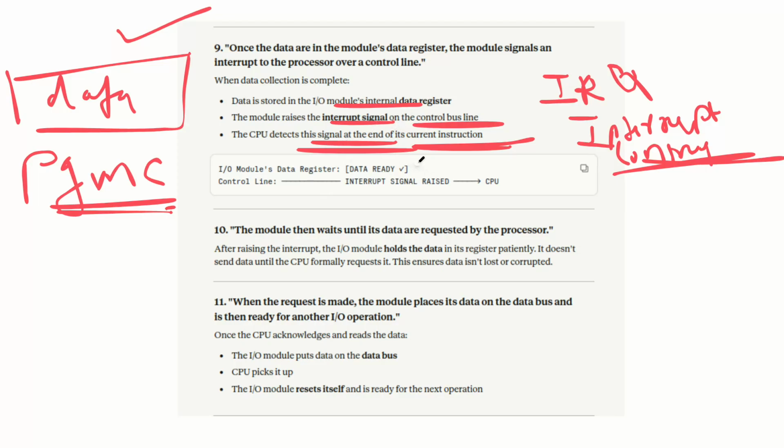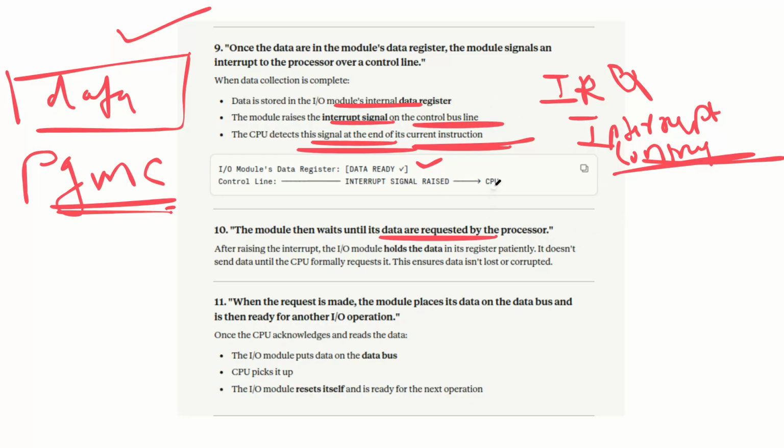So the data is ready in the data register, and the module sends the interrupt request signal on the interrupt control bus. The CPU detects that signal from the bus at the end of its current instruction. Then the module waits until the data is requested by the processor. It sends the interrupt signal and sits there.